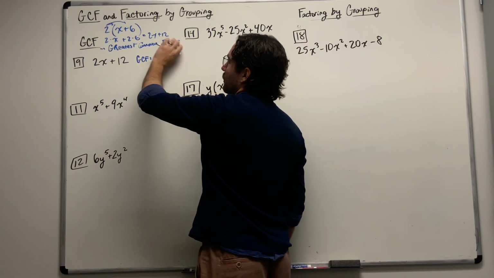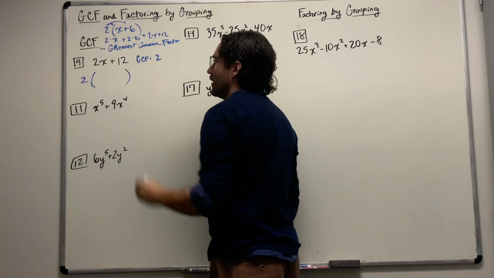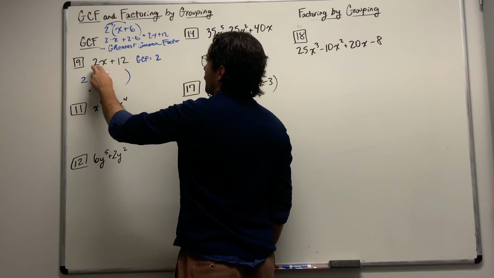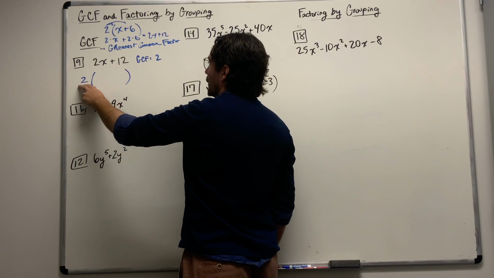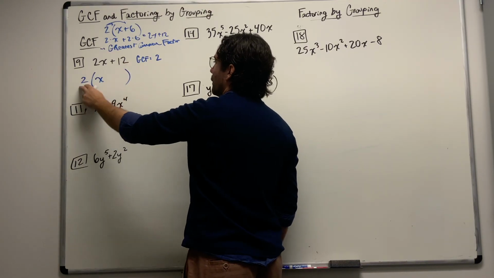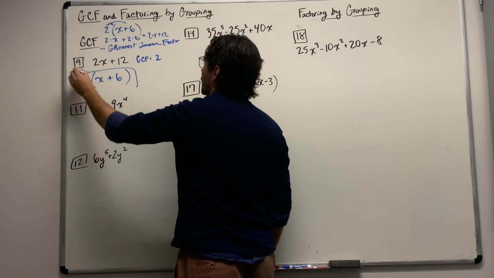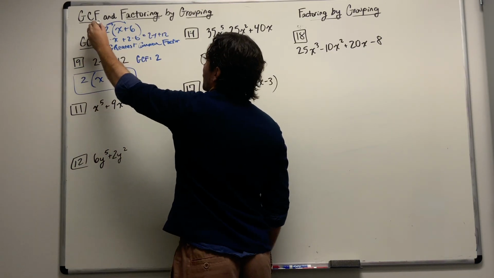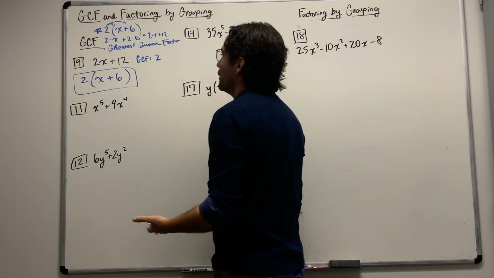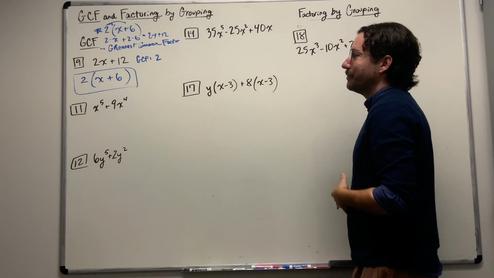So we're doing this like reverse distribution. That means I would write a 2 out in front, and then I think about what's left over after dividing out this 2. Like in my first term, 2 divided by 2 is 1, and then I should still have that x left over. The second one, 12 divided by 2 is 6. So the result should be 2 times x plus 6. Which is like where we started with that initial example. So we're reversing the process of distribution in doing this greatest common factor factoring.